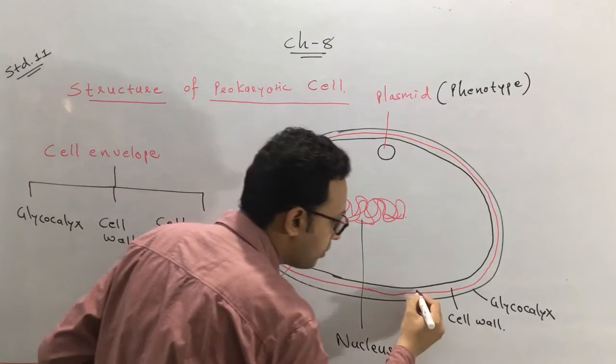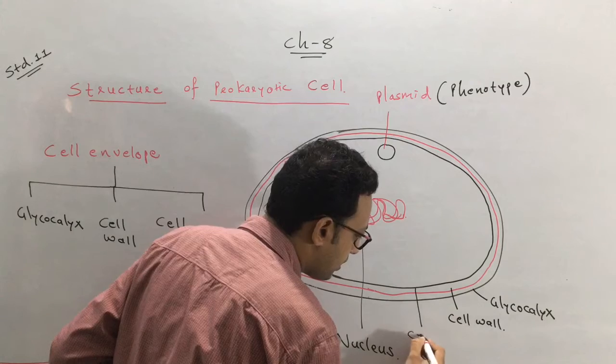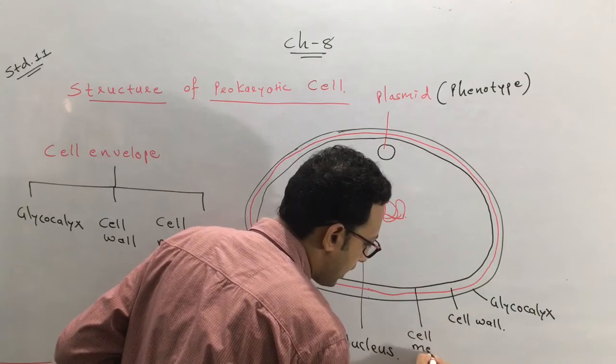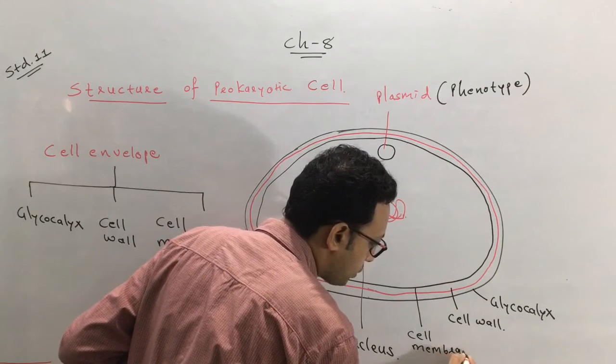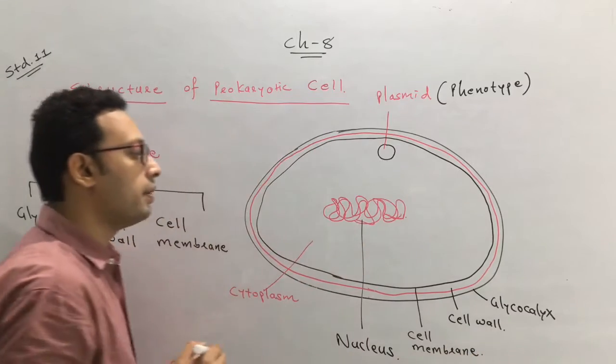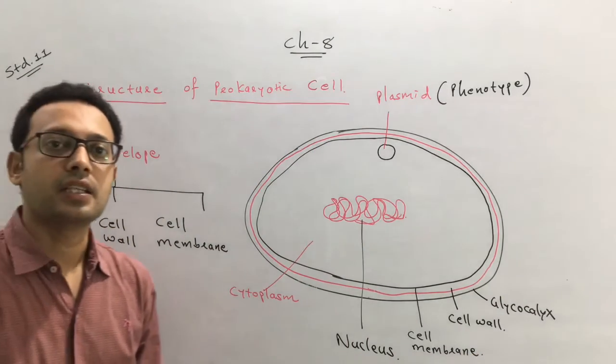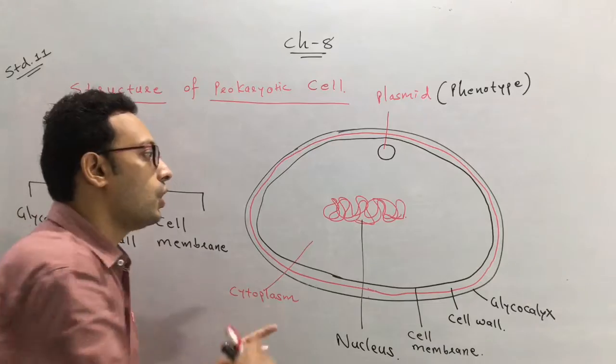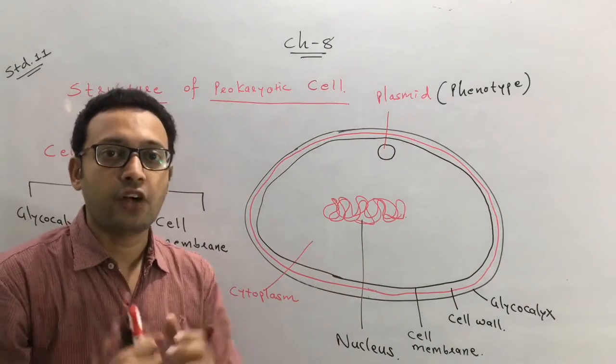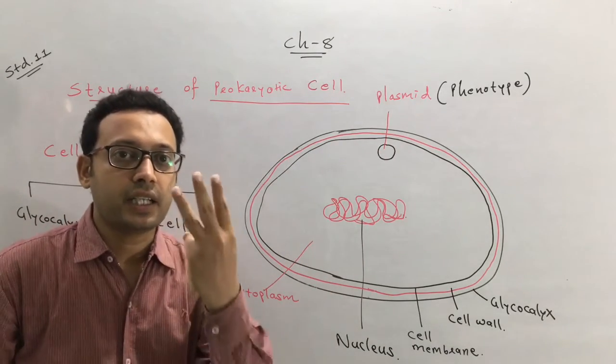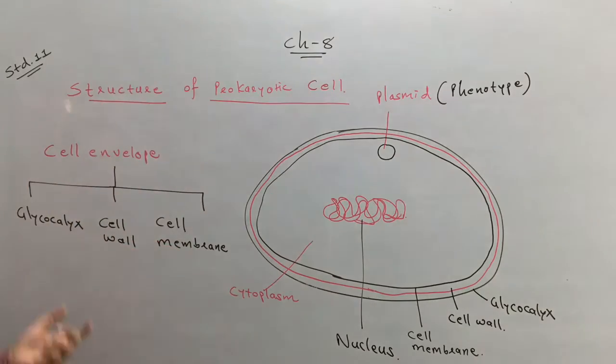Okay, this is the innermost layer, and it's called the cell membrane, which can also be called the plasma membrane. Clear? So how many layers surround the cell and together form a cell envelope? Three layers constitute together to form a cell envelope.